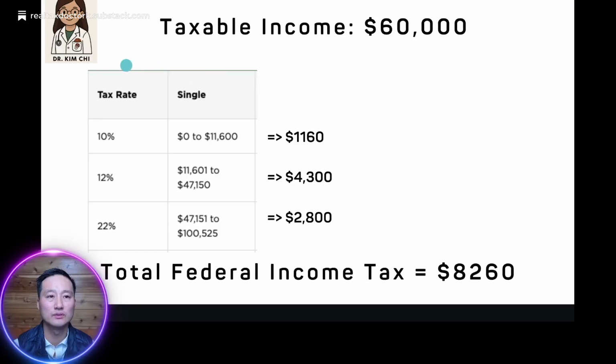Let's apply this to Dr. Kimchi's taxable income. Let's just assume that her taxable income is $60,000. First, $11,600 of her taxable income is going to get taxed at 10%. The next roughly $35,000 is taxed at 12%. And then the remaining roughly $13,000 will be taxed at 22%. When you add all these tax bills up, her federal income tax bill is going to be roughly $8,200.